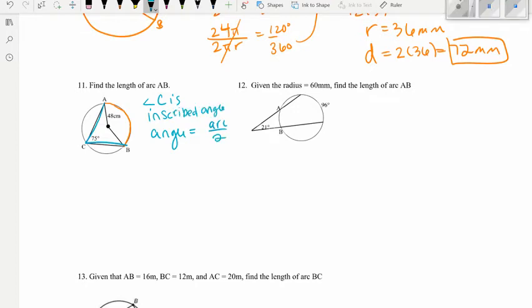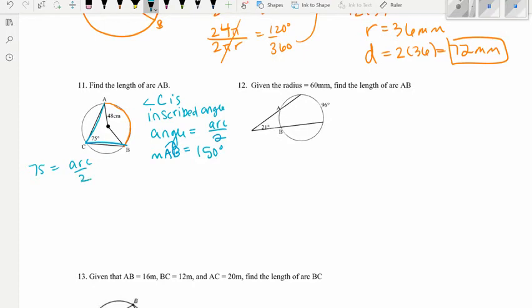So that means that if this is 75 degrees, then the measure of arc AB would be equal to 150 degrees because the angle is 75. So we're solving 75 is equal to the arc divided by 2. So 2 times 75 is where we get the 150.